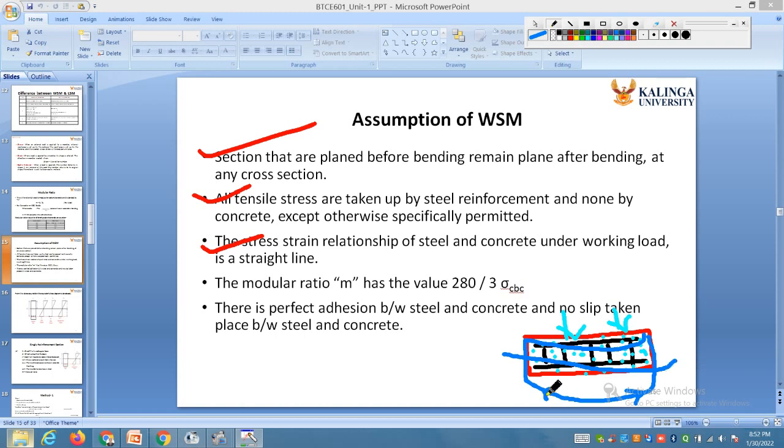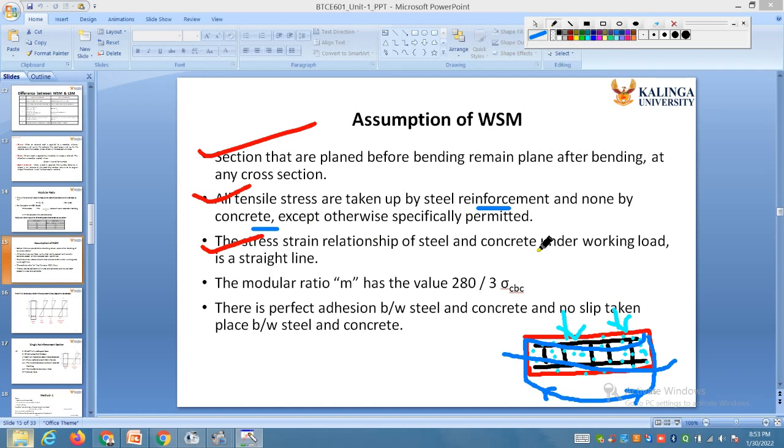Now, tensile stresses developed because of loads will fully be taken by reinforcement. That is the assumption. Compressive stresses developed because of loads will fully be taken by concrete. That is the assumption in working stress method.